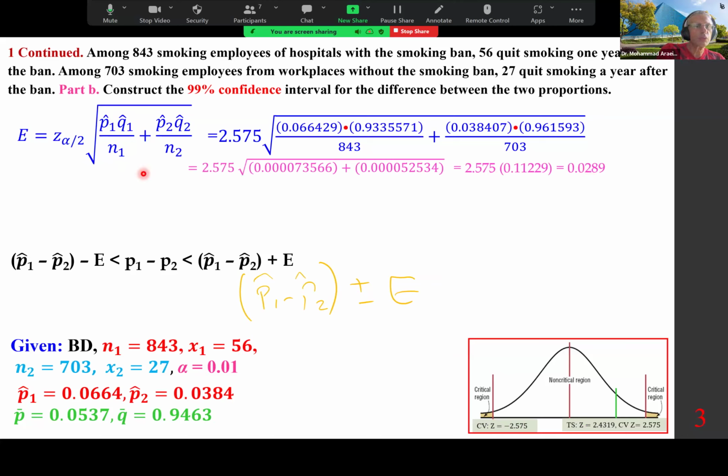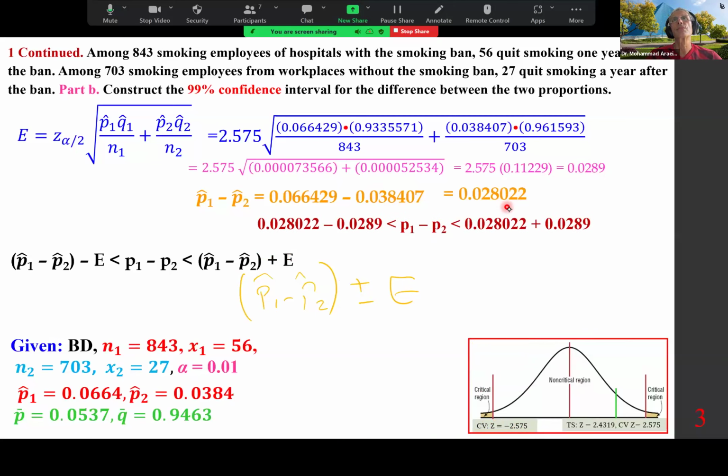So the most important thing is to let your reader know what formula you're using. The given will make it easy to calculate. And so it's P1 hat minus P2 hat plus or minus this. So what is P1 hat minus P2 hat? The difference between these two numbers. And now we are going to subtract this from it and add to it. And it results in the following: P1 minus P2 is between these two numbers.